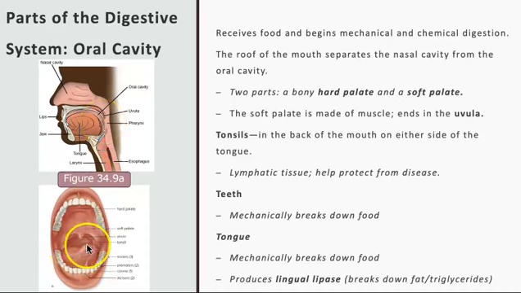So here we could see our palatine tonsils. Just know that you have lymphatic tissue here that's going to help us be protected from disease or pathogens entering our oral cavity. We of course have our teeth too that will help us mechanically break down food, and then our tongue, which we will have taste buds on here.